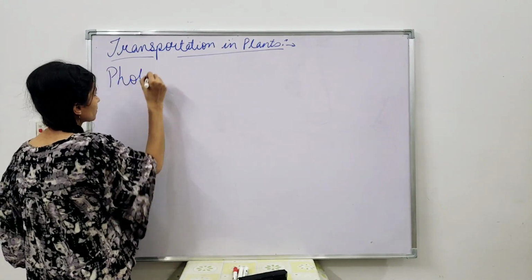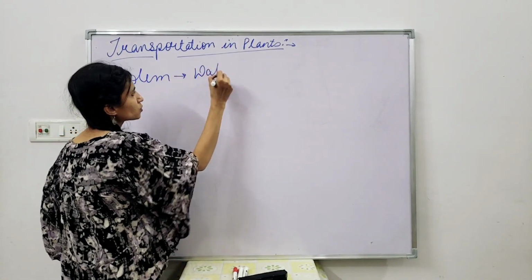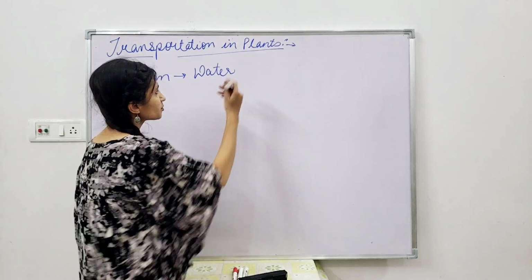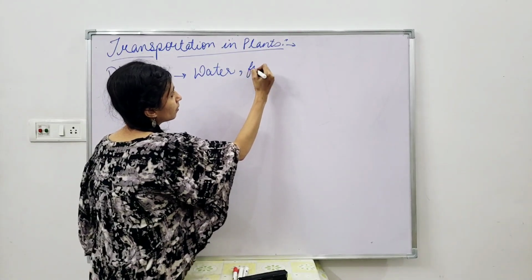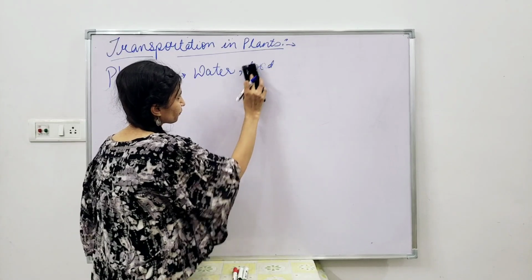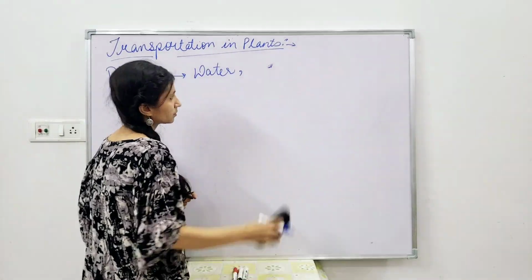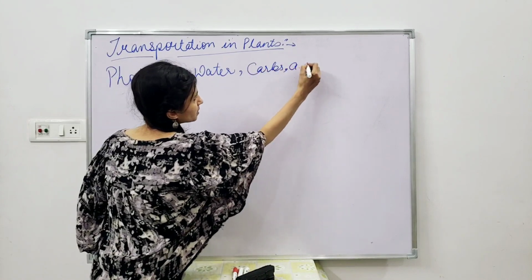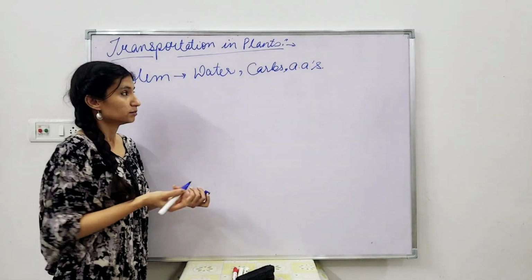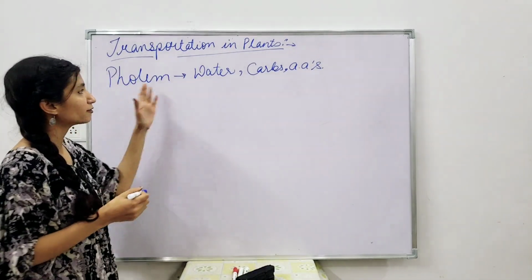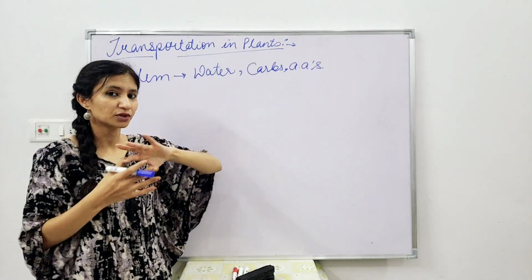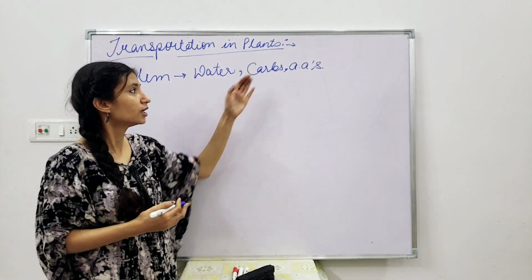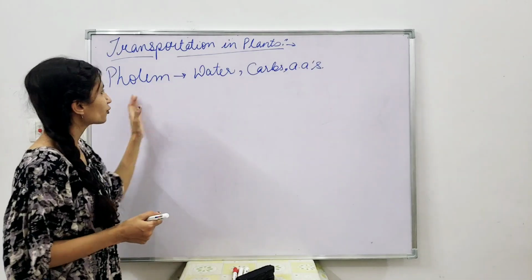So what does phloem transport? It definitely transports water, because water actually works as a transporter over here. It transports the food, or you can say carbohydrates, carbs, amino acids. Okay, fine. So these are the things that are transported by the phloem. Carbs, that is the glucose which is made during the photosynthesis process. Water is involved in the transportation, and amino acids which are made by the plant. So phloem transports all these things.